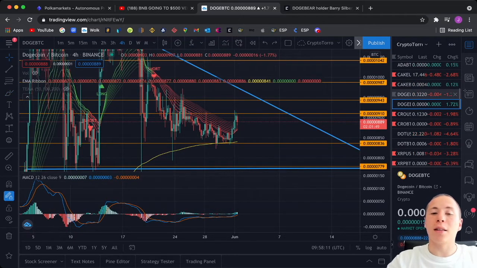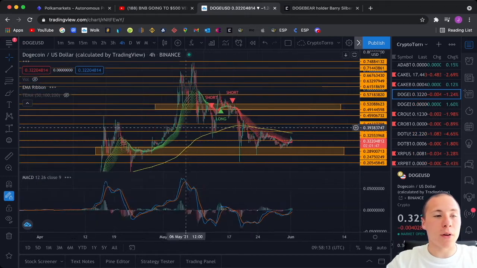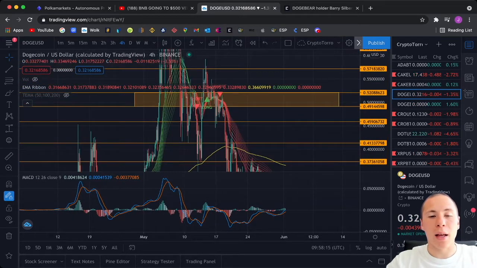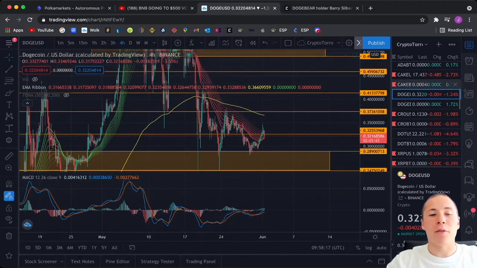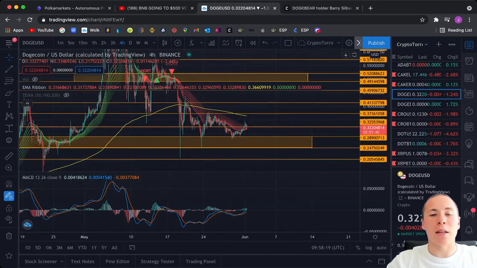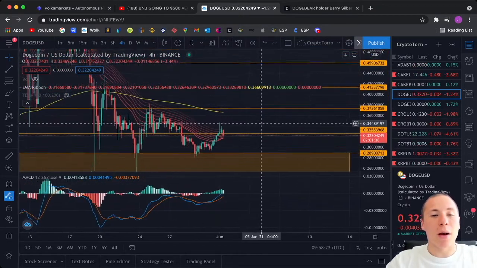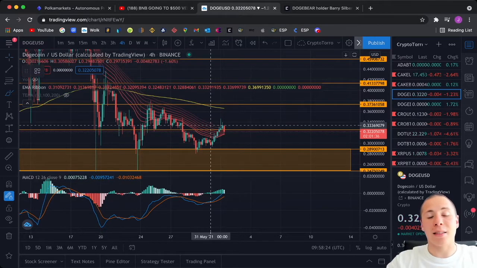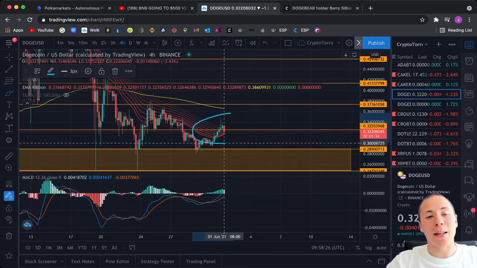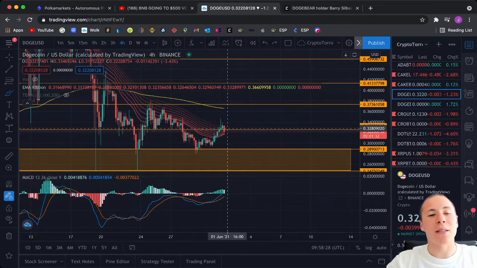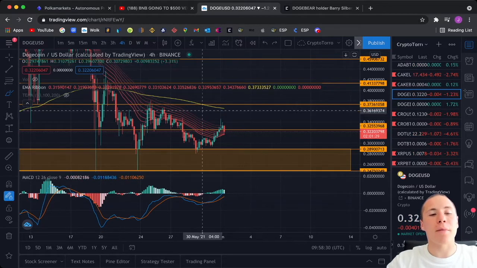So let's take a look at the US dollar chart, and what I wanted to show you over here is as well that on the EMA ribbon we are looking quite healthy. For the first time, Dogecoin has not been rejected by the EMA ribbon. It is finding support inside instead of above the EMA ribbon, and that's for sure something very interesting because it still could be rejected on the US dollar chart.